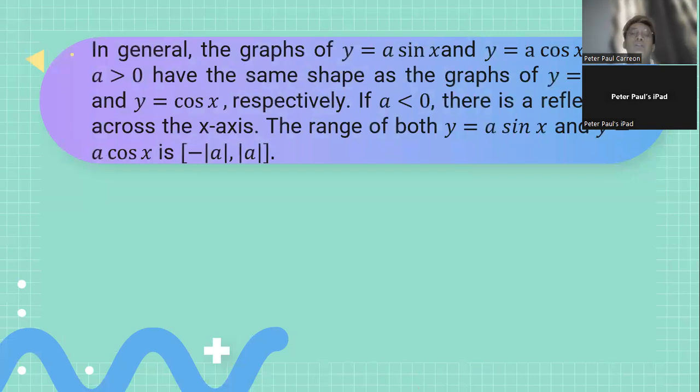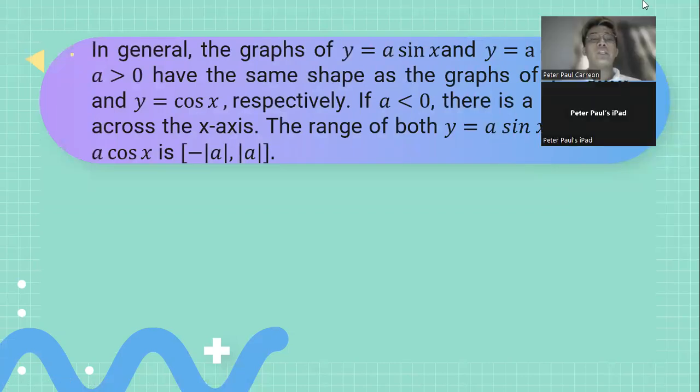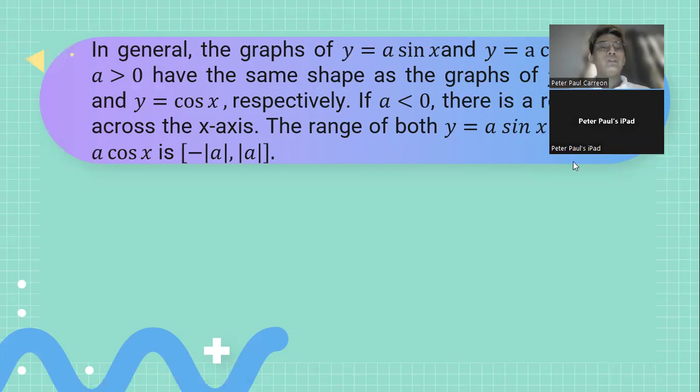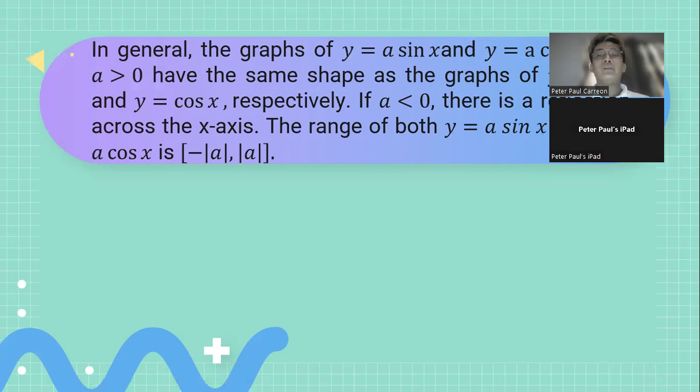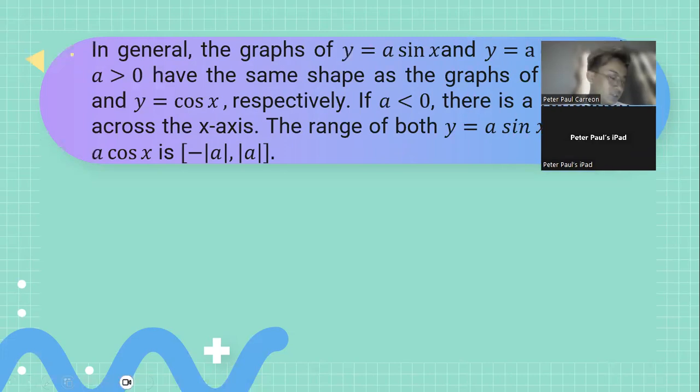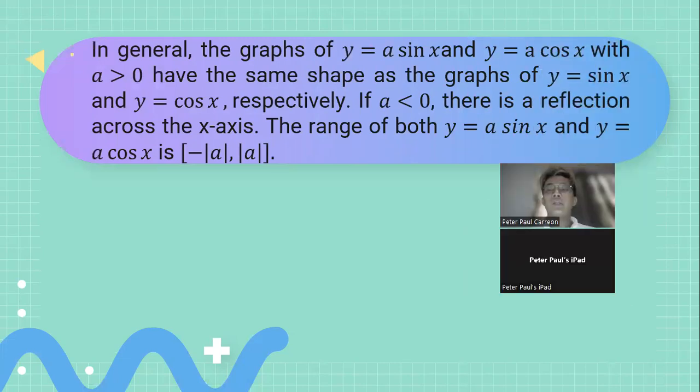In general, the graphs of y is equal to a sine x and a cosine x, na-apply din siya sa cosine, when a is greater than 0, are the same as the graphs of y is equal to sin x and y is equal to cosine x respectively. Mag-same shape lang sila pero tataas lang yung kanyang range. Same lang din kapag a is less than 0, it will just be a reflection across the x-axis. Kapag negative sign siya, magiging reflection lang siya.